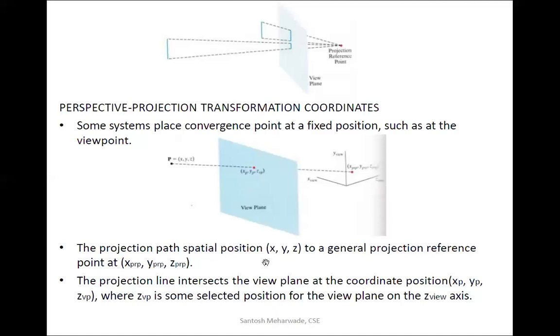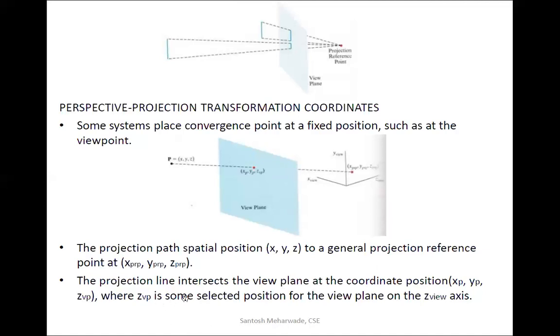The projection path goes from spatial position x, y, z to the general projection reference point at xprp, yprp, and zprp. The projection line intersects the view plane at coordinate position xp, yp, and zvp. zvp is nothing but the viewpoint, because with respect to the z-axis the viewer is located. That is our assumption.